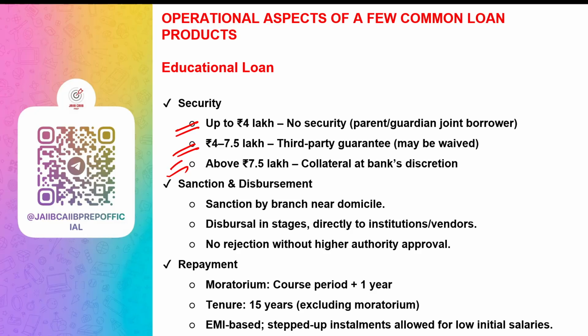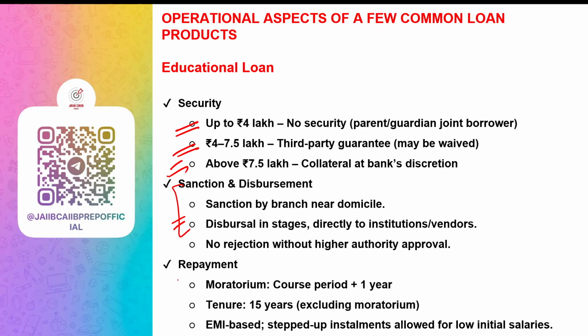Sanction and disbursement. Loan sanctions are as per the bank's powers, ideally by the branch near the student's home. No loan application should be rejected without approval from the higher authority, and disbursement will happen in each stage directly to the educational institution or the vendor for any equipment or books. So, to the institution or the vendor.